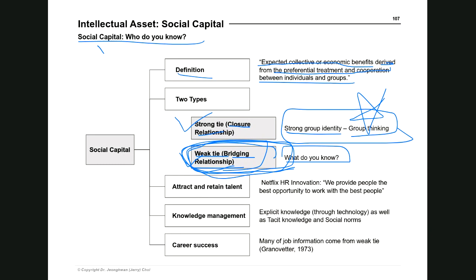Weak tie. And do you know LinkedIn? Are you using LinkedIn? Olivia, are you using LinkedIn? Why are you using LinkedIn? Because we want to make a good business network, a business social network. Absolutely. This is our effort of creating social capital. This is how we create social capital now.